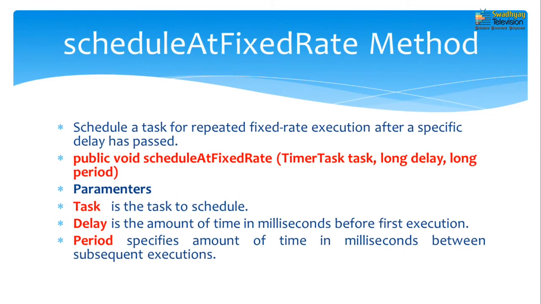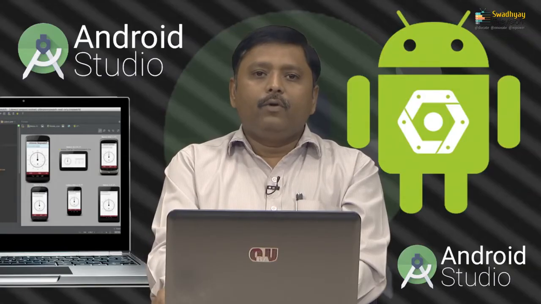The first is the task to schedule, delay is the amount of time in milliseconds before the first execution. Suppose you want to start your task 5 seconds after your startService method is called. You can specify this delay in the second argument, and once your service starts, the last argument specifies the amount of time in milliseconds between subsequent executions. Whatever number we specify as the period in milliseconds, at that interval your task is repeated. So, this is how we can perform repeated tasks inside services.